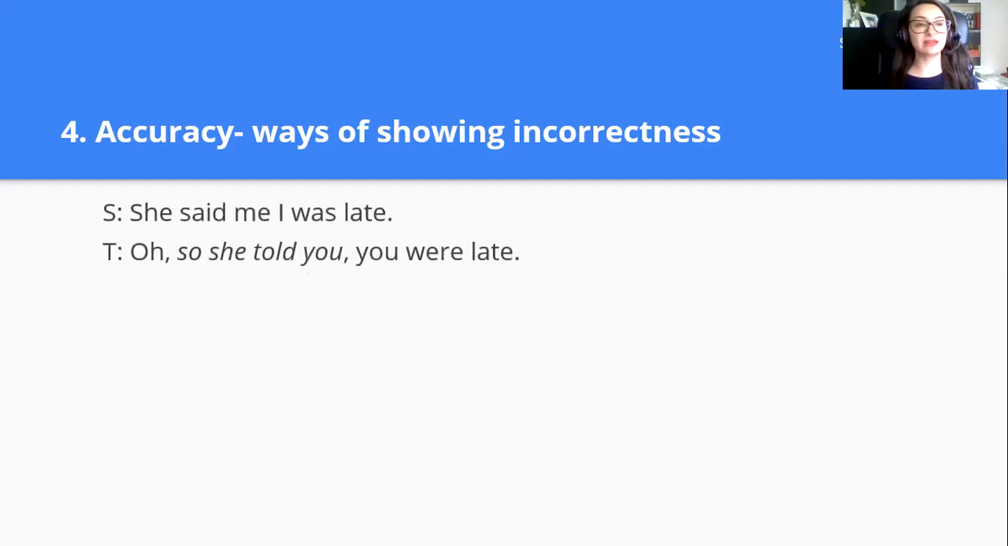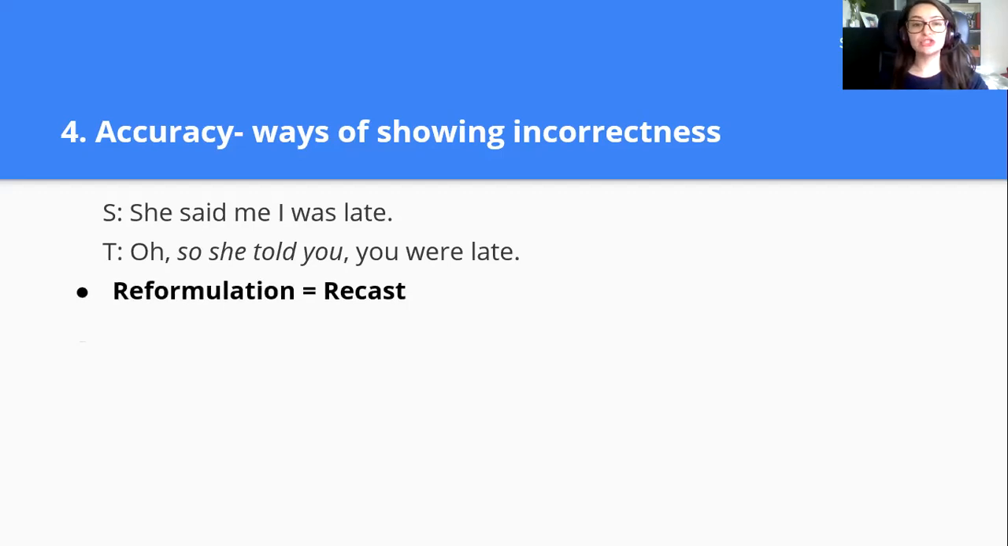We're still dealing with accuracy and giving immediate correction. Imagine your student saying this: she said me I was late. What you can do is just reformulate the sentence and provide the correct alternative. And you can say, oh, you mean she told you you were late. This is called reformulation or recast.